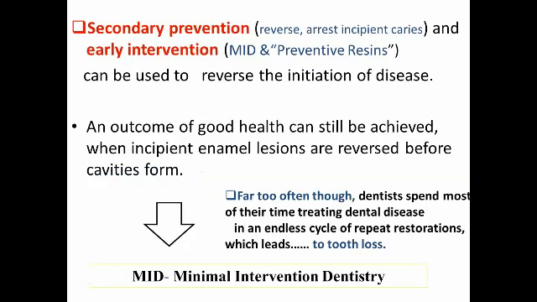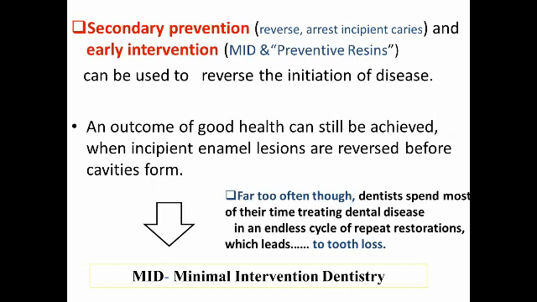If we go to the second stage of secondary prevention, when the disease starts, which is the main work of the dentist in our country these days, we have to reverse or arrest incipient caries. We can use fluoride to reverse the initiation of the disease. The outcome is that good health could be achieved through aborting this process.